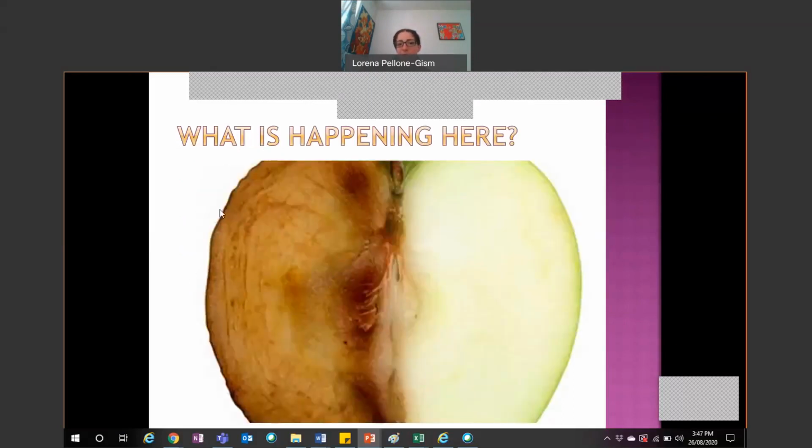Starting off, I would have loved to do this as a class discussion, but you might have seen this before and you might be thinking what it is. And you might have the word oxidation floating around in your head. And that's what's happening to this apple. It's being oxidized, and this is pretty much what redox will be all about.